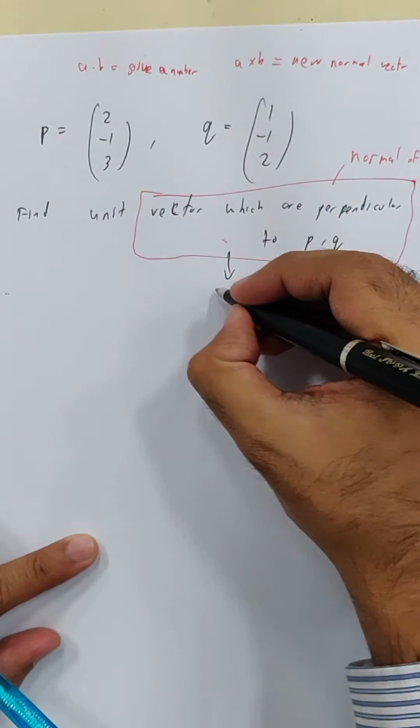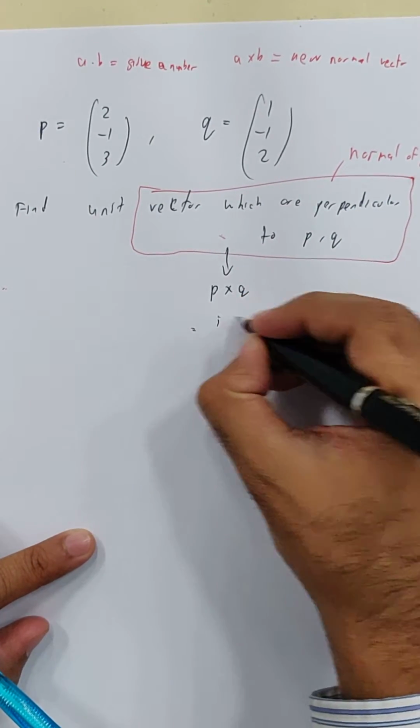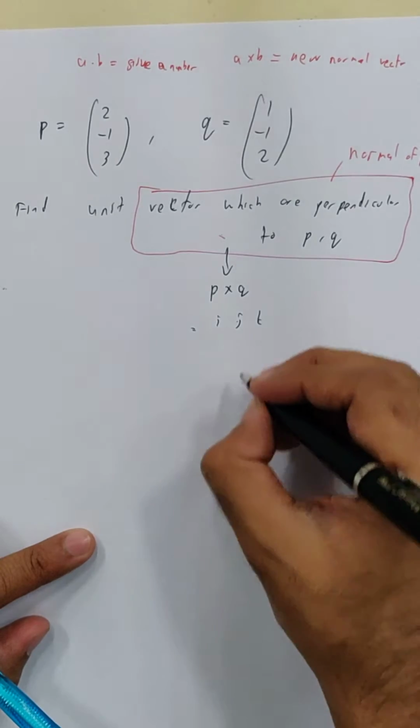So how do you calculate this one? P cross Q. I, J, K.